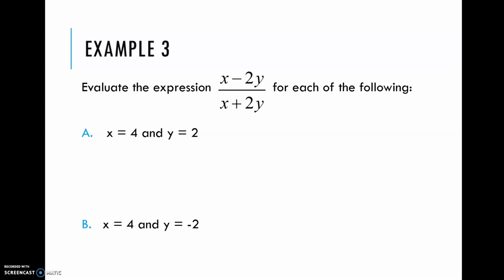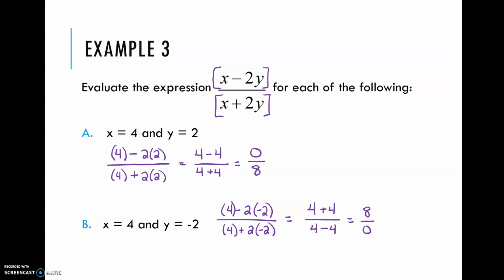Take a moment and evaluate the expression for each of the following. First, using +4 for x and +2 for y. Second, using +4 for x and -2 for y. When you have this big long division bar, it creates 2 groups. So you need to do everything on the top, do everything on the bottom, and then do the division at the end. If you're watching the video, pause the video, try this out on your own.